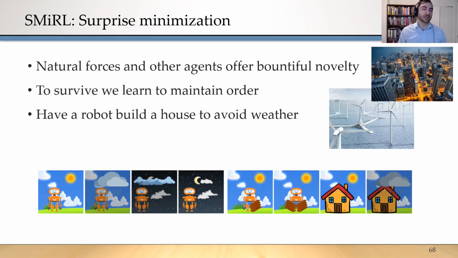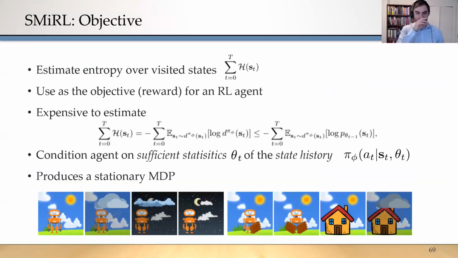So how is this actually done in practice for this work? The idea is to estimate the entropy over the visited states that the policy ends up visiting, and then use this entropy as the objective for the reward function for the reinforcement learning agent. However, one of the challenges here is that it's very difficult to estimate the state entropy for a particular policy.